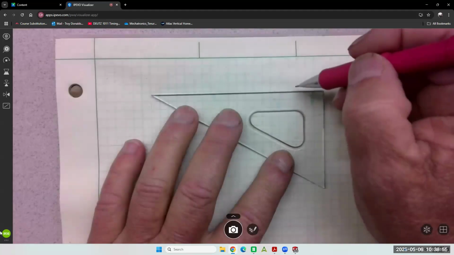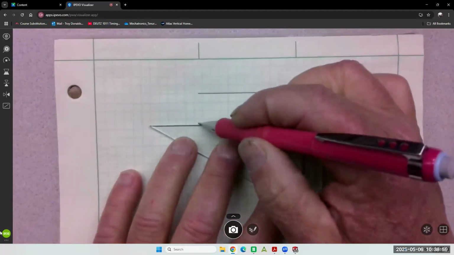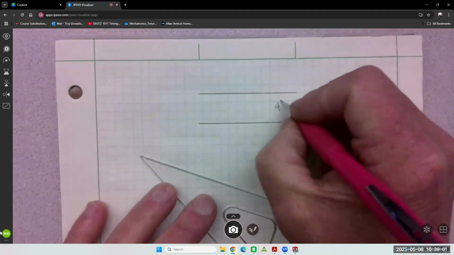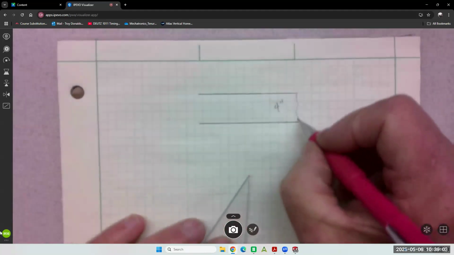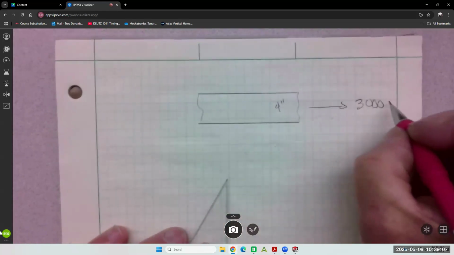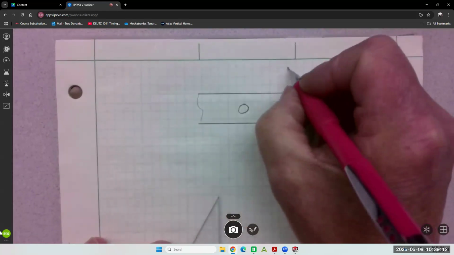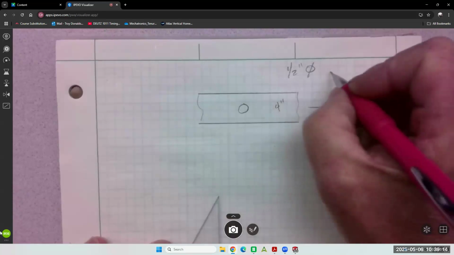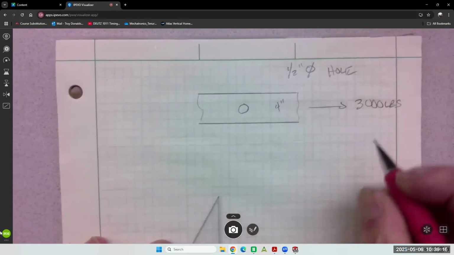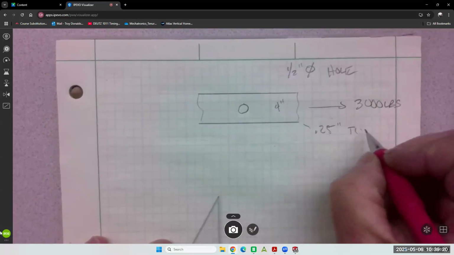So we got a pretty big plate. 4 inch. What'd I say, 3,000 pounds? Yeah. And then a 1/2 inch hole. And we're a 1/4 inch thick.